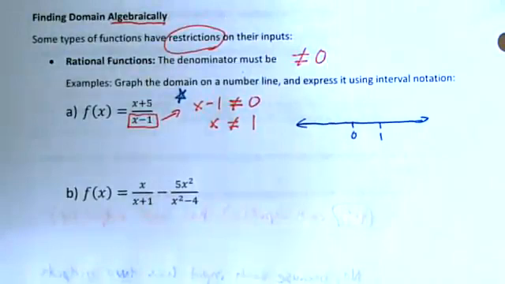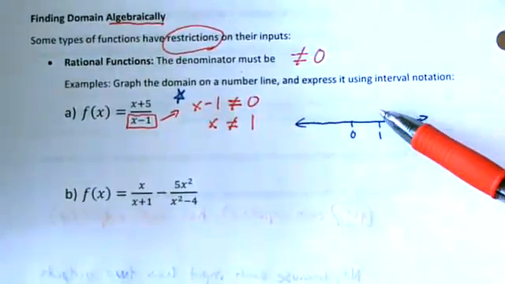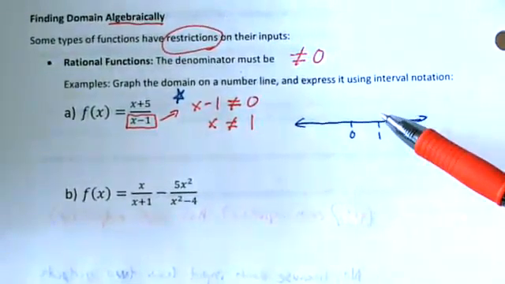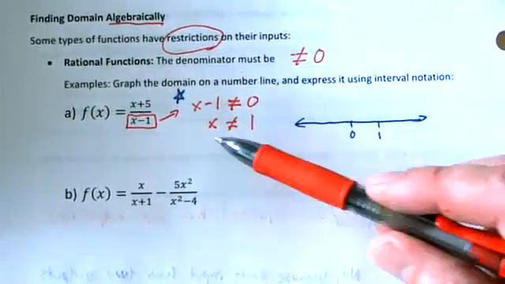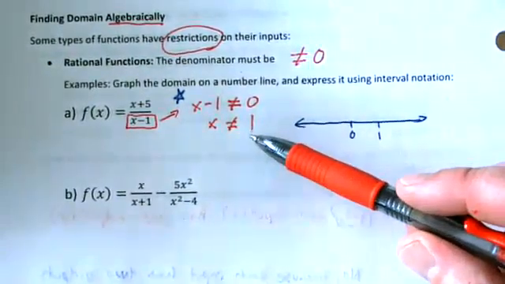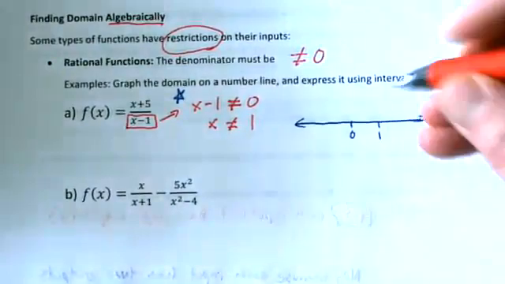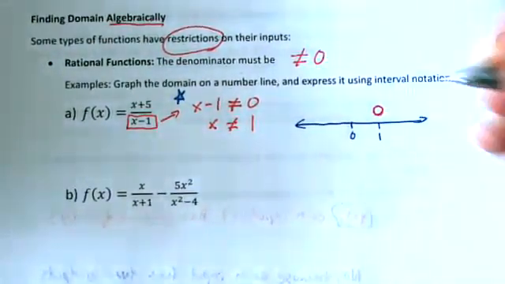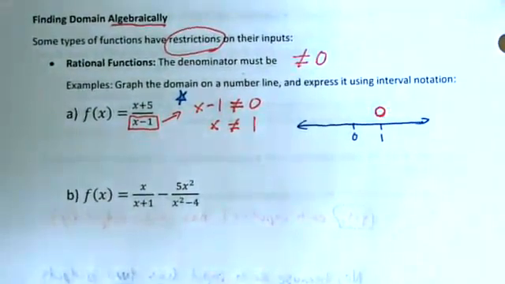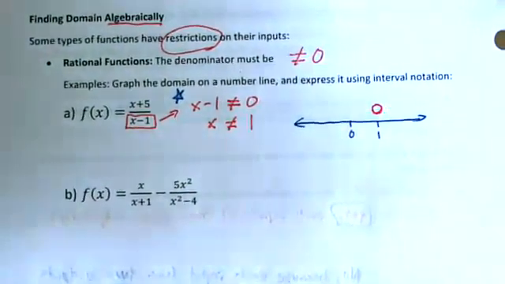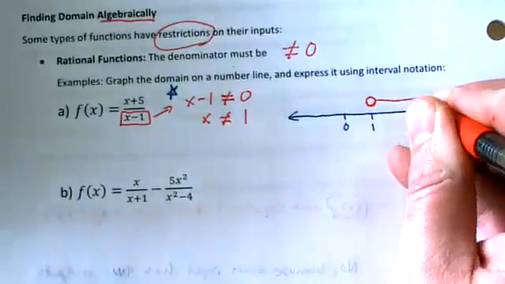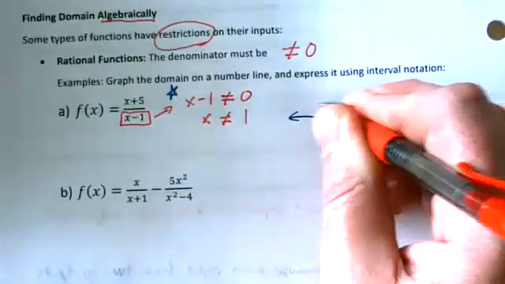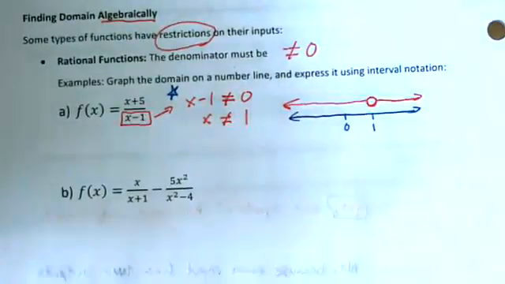And when I go to graph this, what kind of dot do I want to have at 1? Open, closed? Open, because 1 is not included, agreed? X cannot be 1, so we'll have an open dot there. Arrows to the left, to the right, both? Both. What we're showing here is that X can be anything on the number line as long as it's not that 1 there.